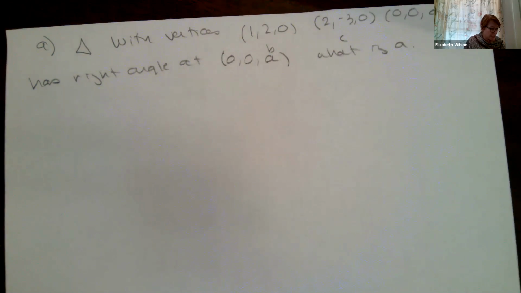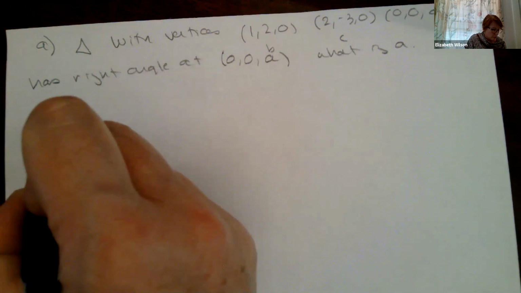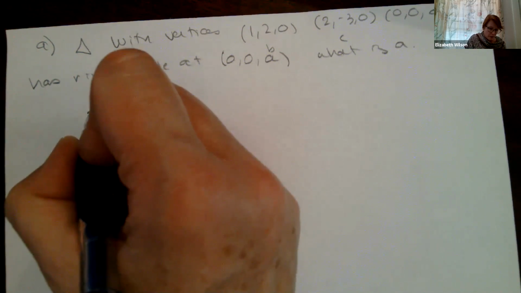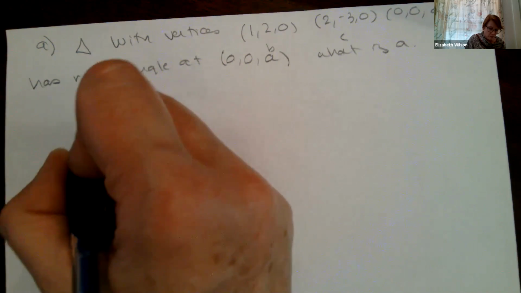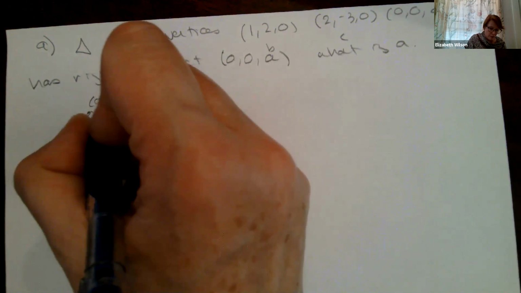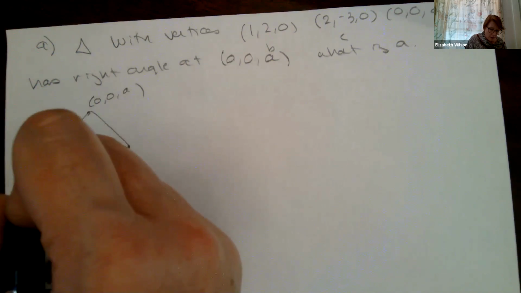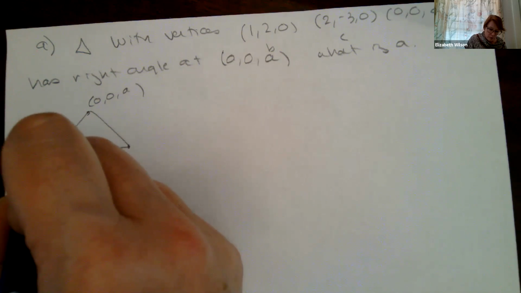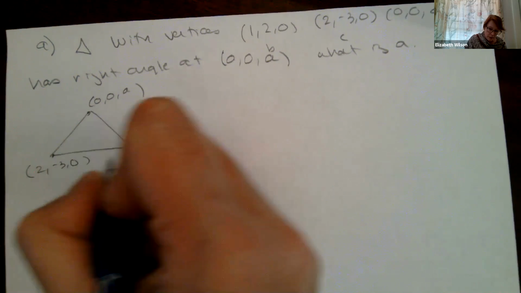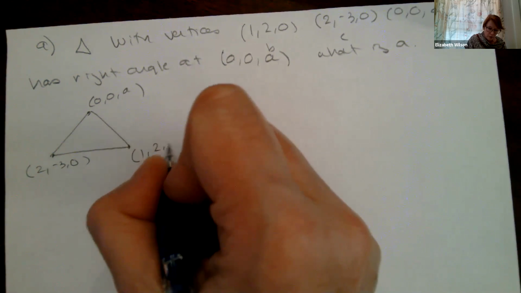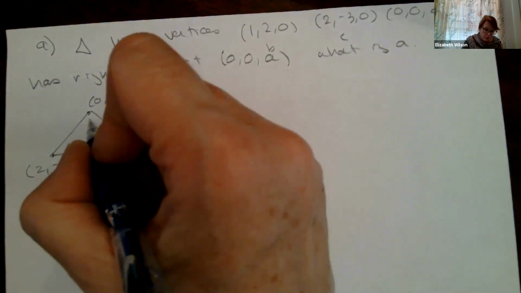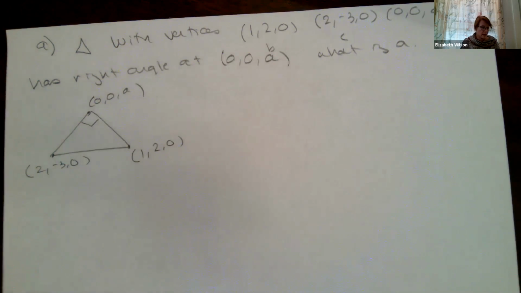Right, so I looked at it like I've got this triangle that looks kind of like this. So this is (0, 0, A). This one I said was (2, -3, 0), and this one was (1, 2, 0). If I plotted it out, it looks kind of like that. I'm not drawing it very well. So now I need to figure out what that is.